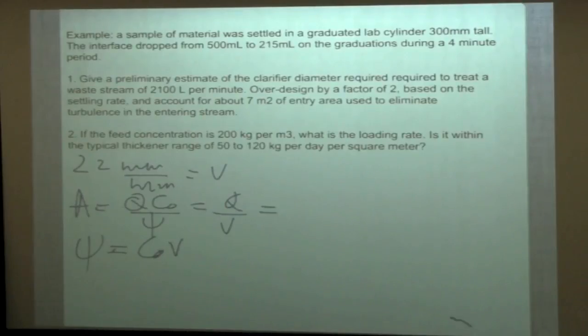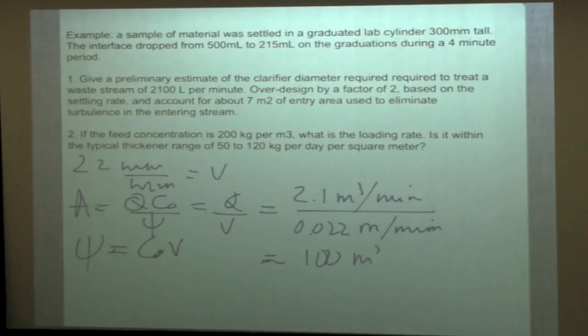So we've got 2,100 liters per minute, or 2.1 meters cubed per minute, divided by 22 millimeters per minute. So that's 0.022 meters per minute. And we get a number that's in the order of about 100 meters squared, give or take. So that's our cross-sectional area estimate that's required.